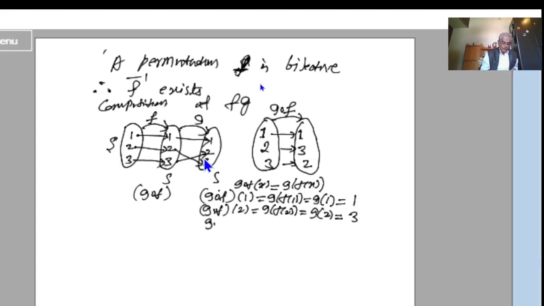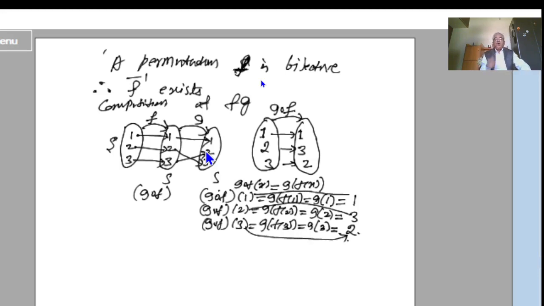And next, G composition F of 3 is equal to G of F of 3. What is F of 3 here? F of 3 is equal to 3 itself. And what is G of 3? G of 3 is equal to 2. So here 1 goes to 1, 2 goes to 3, and 3 goes to 2. So this is the composition of two permutations.